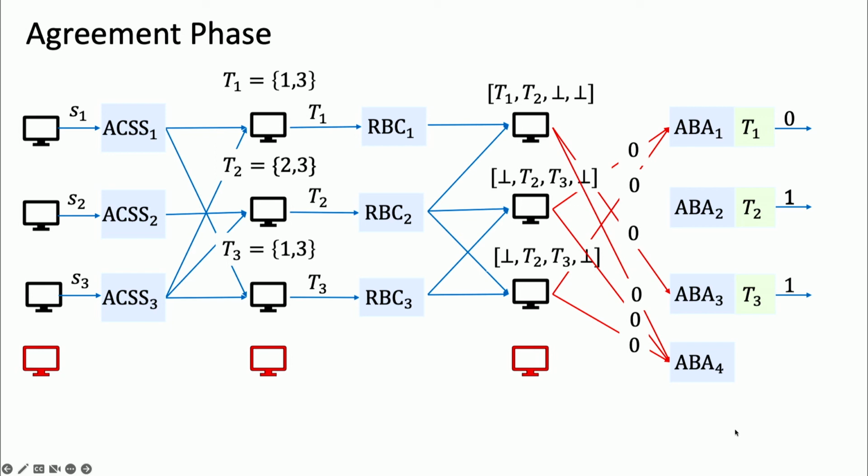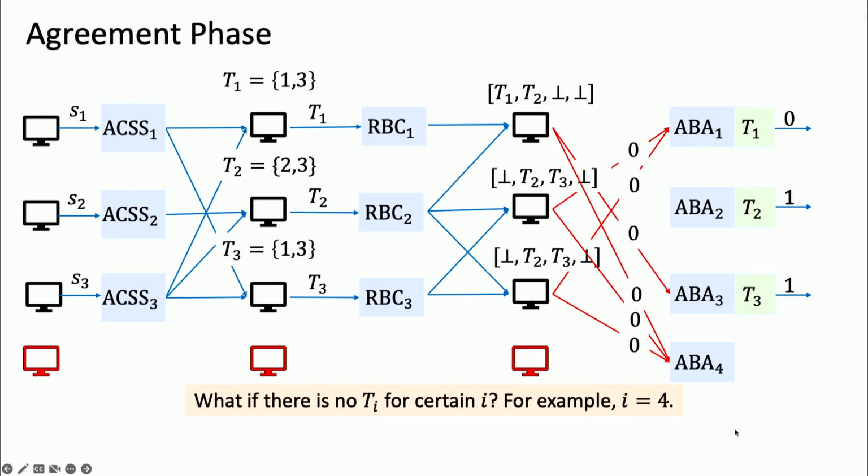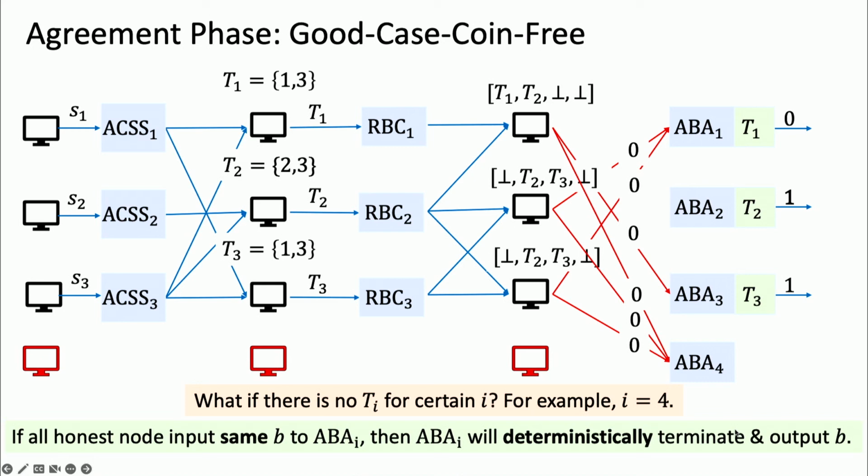So we still have this issue that we need to address, that ABA4 does not have a source of common coin. So what's our idea? We observe this property, which we call good case coin free. This is a subtlety in the FLP impossibility result. It says that if all honest nodes input the same value, then an ABA can terminate deterministically. The FLP impossibility uses the fact that the starting condition is bivalent, like nodes have different opinions. But if you start with the univalent condition, where every node has the same opinion, you can terminate an ABA without a common coin. Many ABA constructions have the same property. So this is our observation, which we call good case coin free. As a result of this property, this fourth ABA will also terminate. So this is the core distributed key generation construction.